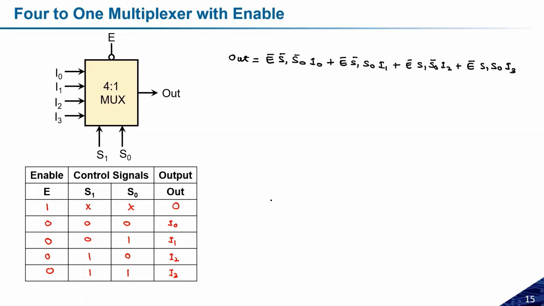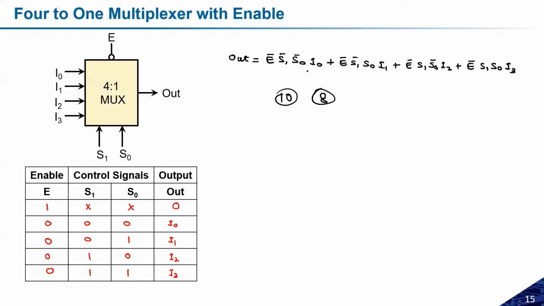Now if I want to make the circuit for this one, how many logic gates are required in this case? Can anyone tell me? How many logic gates are required to implement this function? Eight. Ten. Someone is saying 10, someone is saying 8. Okay, let us try to see how many gates are required.